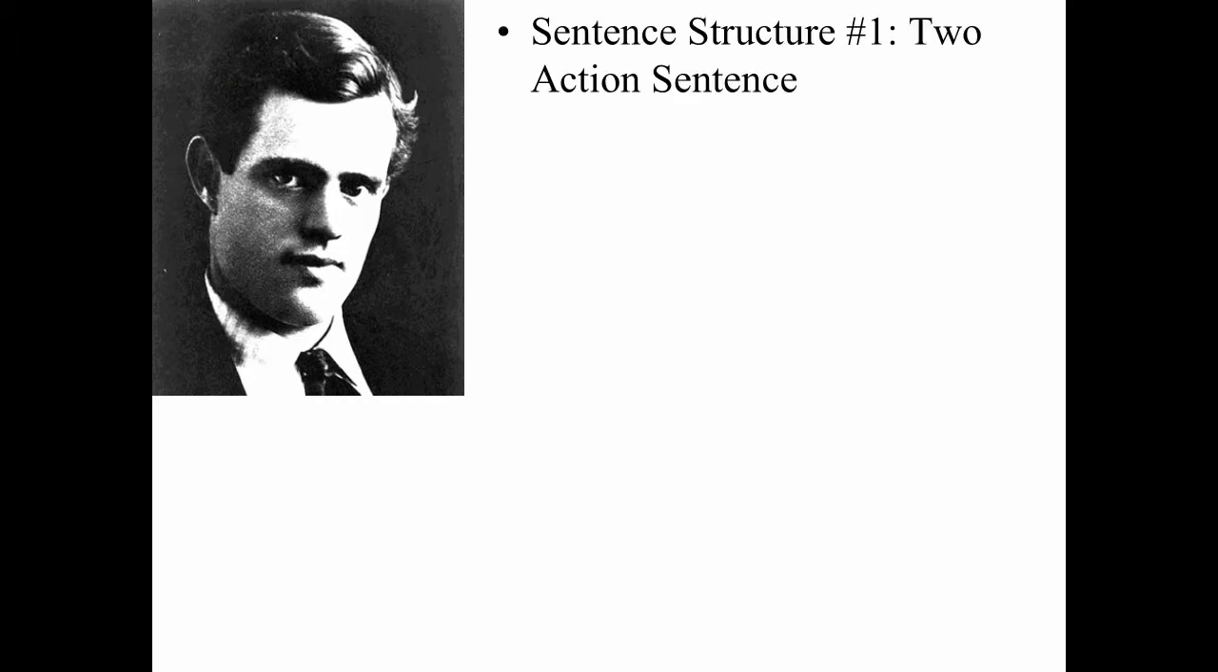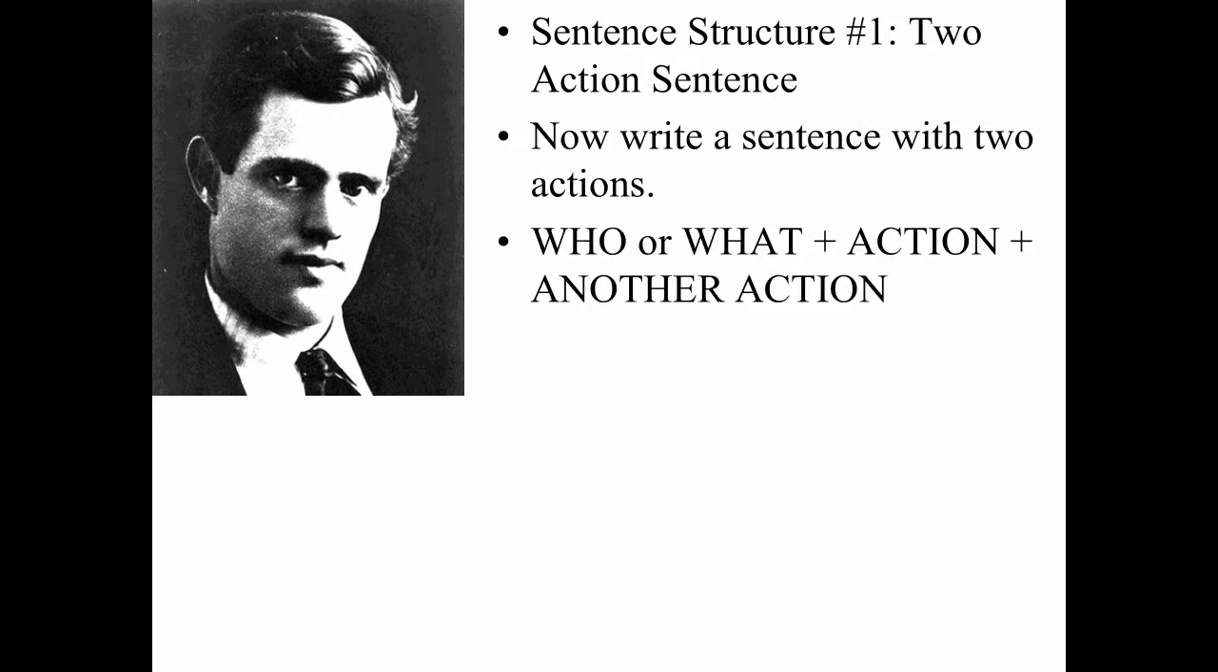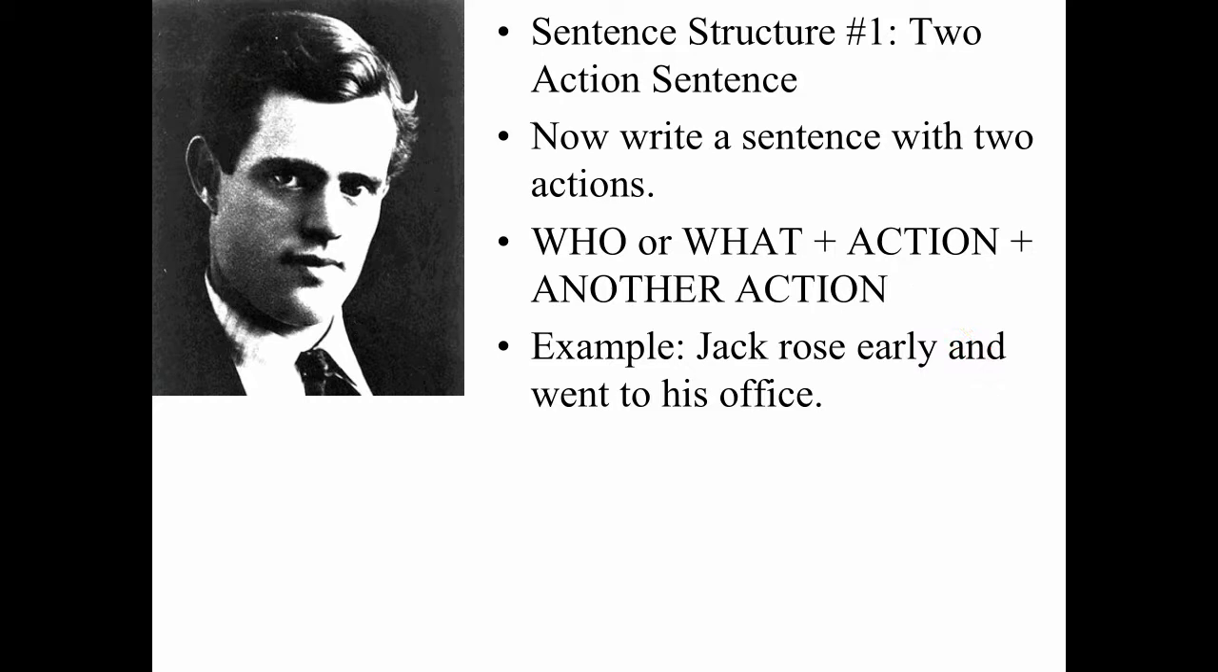Okay, now comes the sentence structure. And since it is sentence structure number 1, it's going to be pretty easy. It's called the two-action sentence. So make sure in your notes you're writing down two-action sentence. And it's pretty much what it sounds like. You've got your subject, your who or your what, and instead of just having them do one action, like eating spaghetti or playing the piano, just have them do two. Like, Jack rose early and went to his office. Jack is the subject, but he's doing two things. And this is an easy way to add more information to a boring sentence and make it more interesting to read.